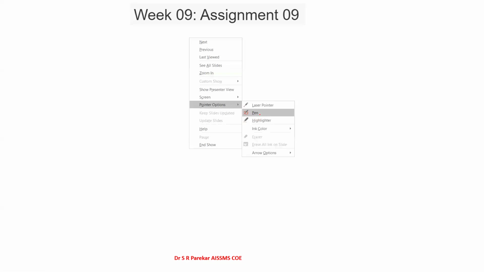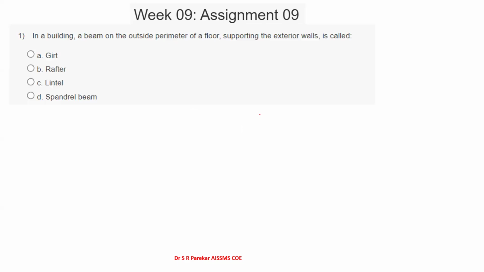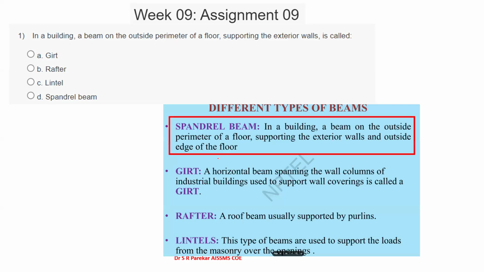Good evening. Now we will see assignment number 9, and in this we have questions. First question: in a building, a beam on the outside perimeter of a floor supporting the exterior walls is called. Now we have this spandrel beam that gives in a building a beam on the outside perimeter of a floor, and that is given. So we have the answer, that is spandrel beam, D.